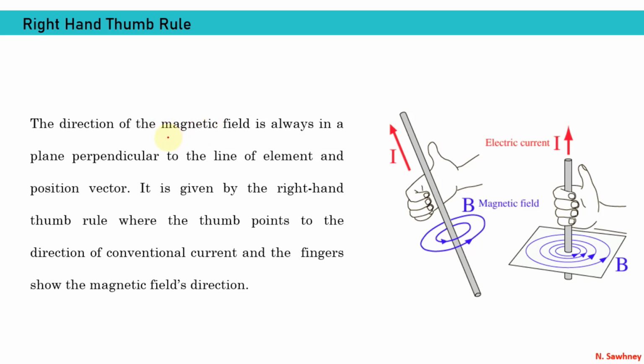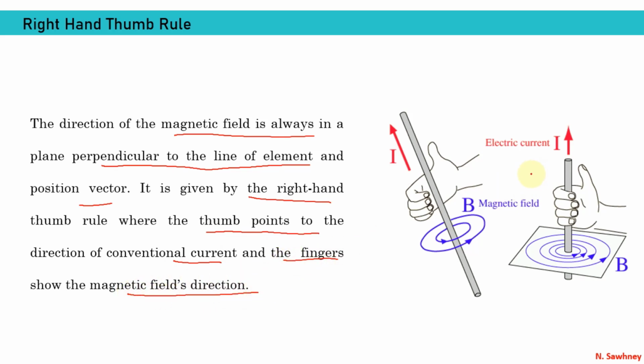The direction of the magnetic field is always in a plane perpendicular to the line of the element and the position vector. It is given by the right hand thumb rule, where the thumb points to the direction of the conventional current and the fingers show the magnetic field direction. This you can see from here also, that we are holding the current carrying wire in our right hand, where the thumb is pointing in the direction of the current and the direction in which the fingers encircle the current carrying conductor will represent the direction of the magnetic field lines.